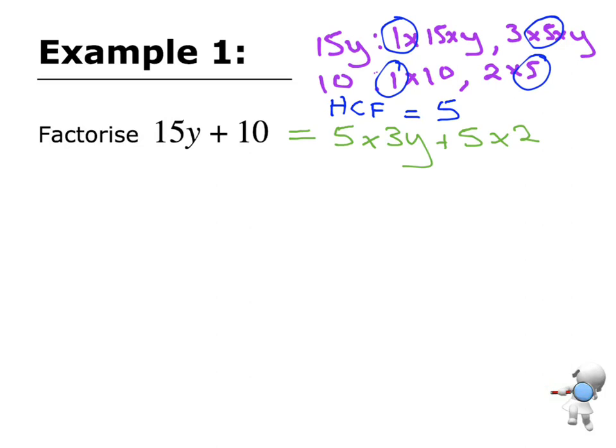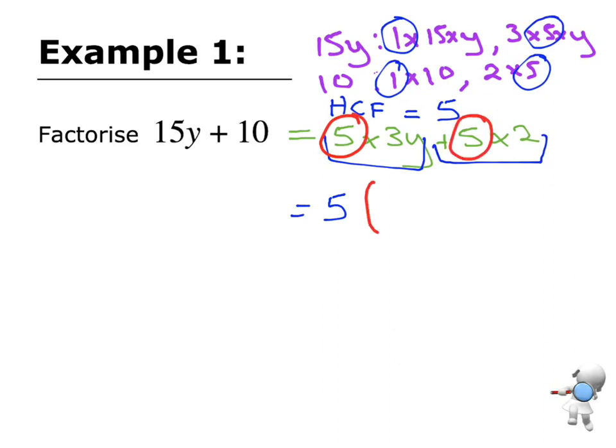What I now do is I look at those two terms. So there's one term and there's another term. And I look at those two terms and I think, what do they have in common? Well, they've got 5 in common. So I'm going to take that factor of 5 out. So I'm going to remove a 5 from both of those.